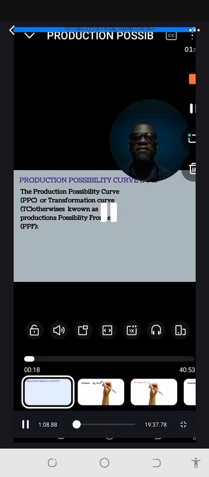Production possibility curve is otherwise called the transformation curve, that is TC. It is also called the production possibility frontier. So when you see the PPC, production possibility curve, and you see the TC, the transformation curve, and the PPF, production possibility frontier, they are the same thing.